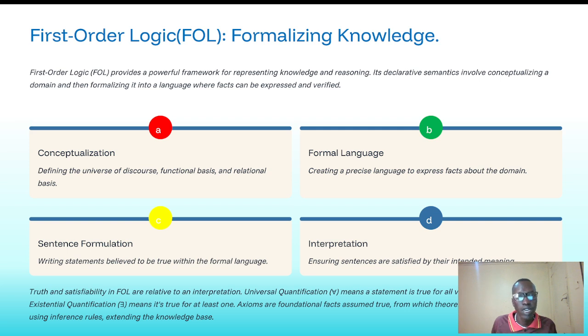We have conceptualization. This defines the universe of discourse, functional basics, and relational basics. The formal language creates a precise language to express facts about the domain. Truth and satisfiability in first order logic are related to an interpretation. Universal quantification, as you can see, means a statement is true for all variable assignments.